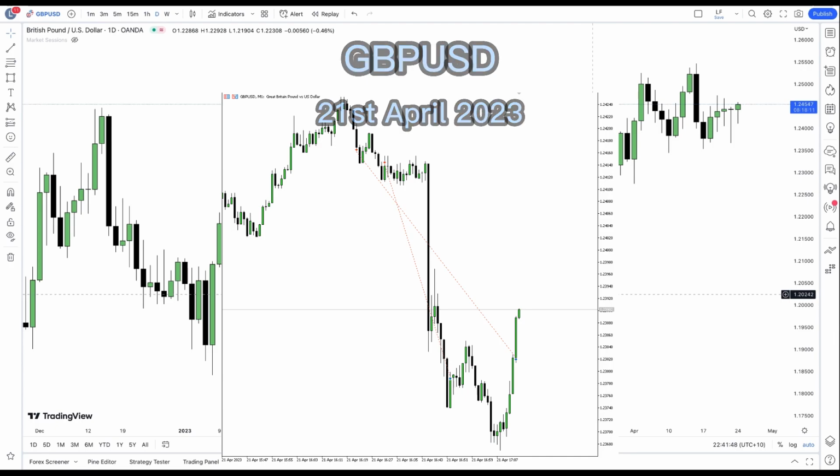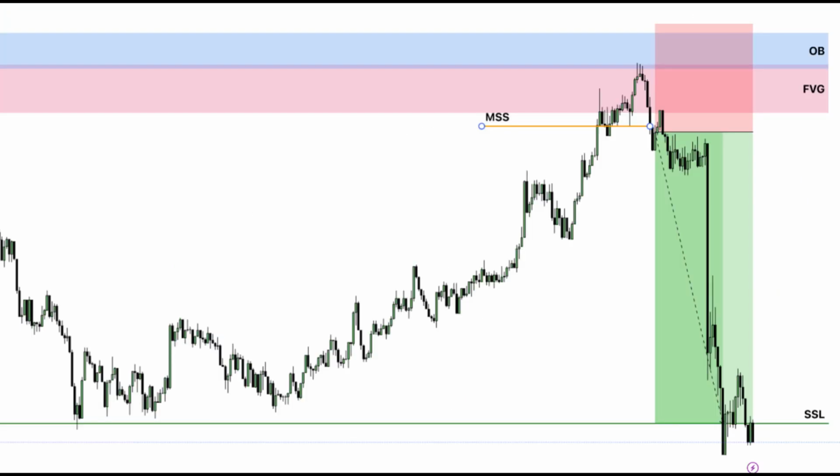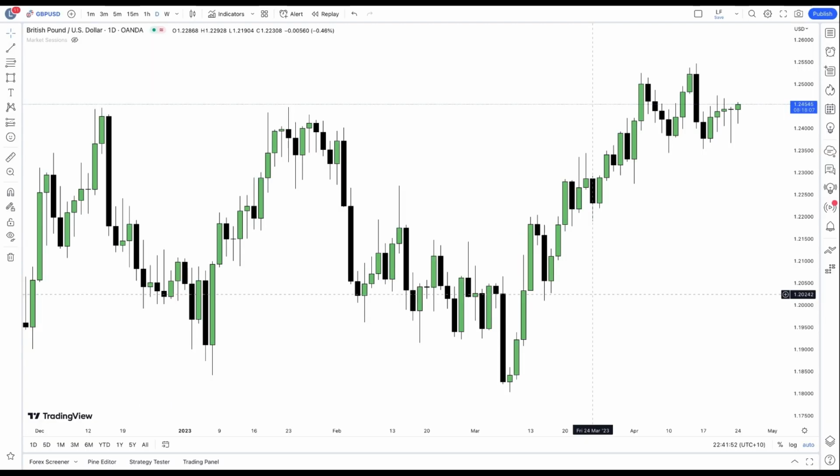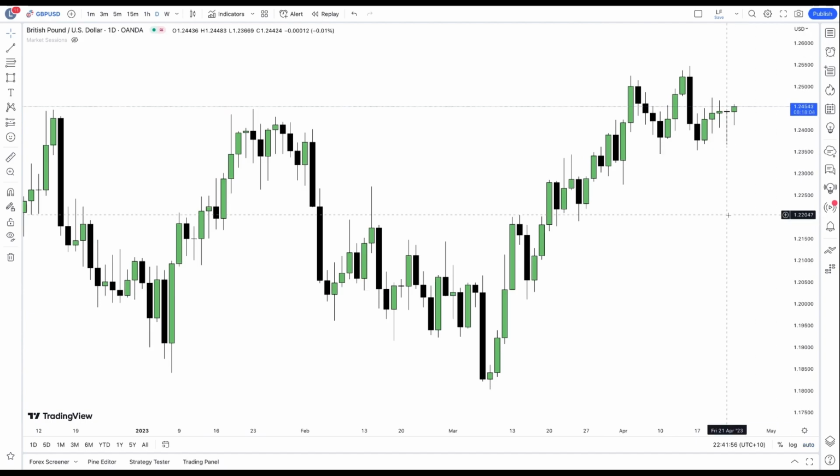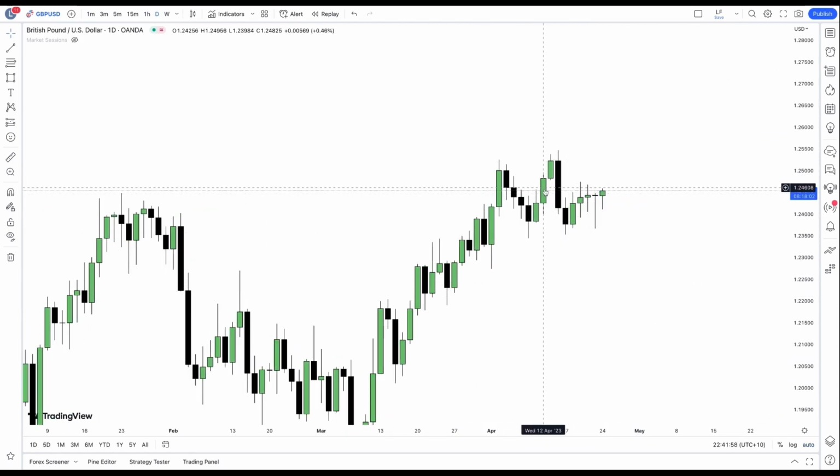Today I'll be covering the pound dollar trade which I took on Friday night, the 21st of April. Now the interesting thing about this trade is that I wasn't able to find a higher time frame narrative because to me it looked like the market was ranging here.